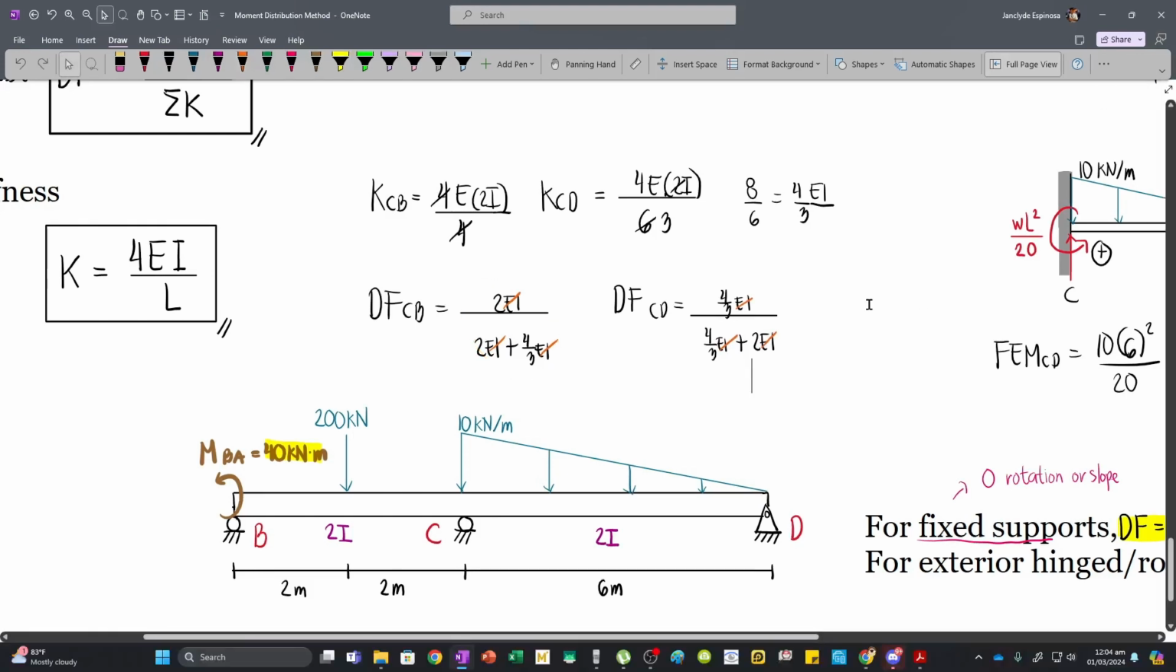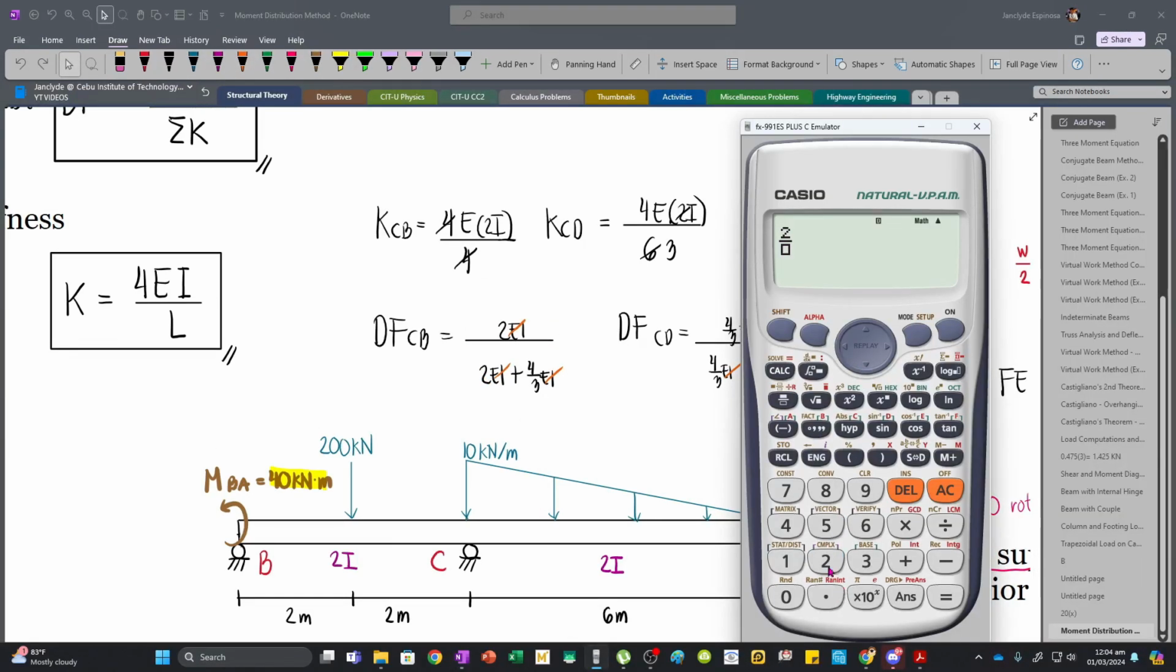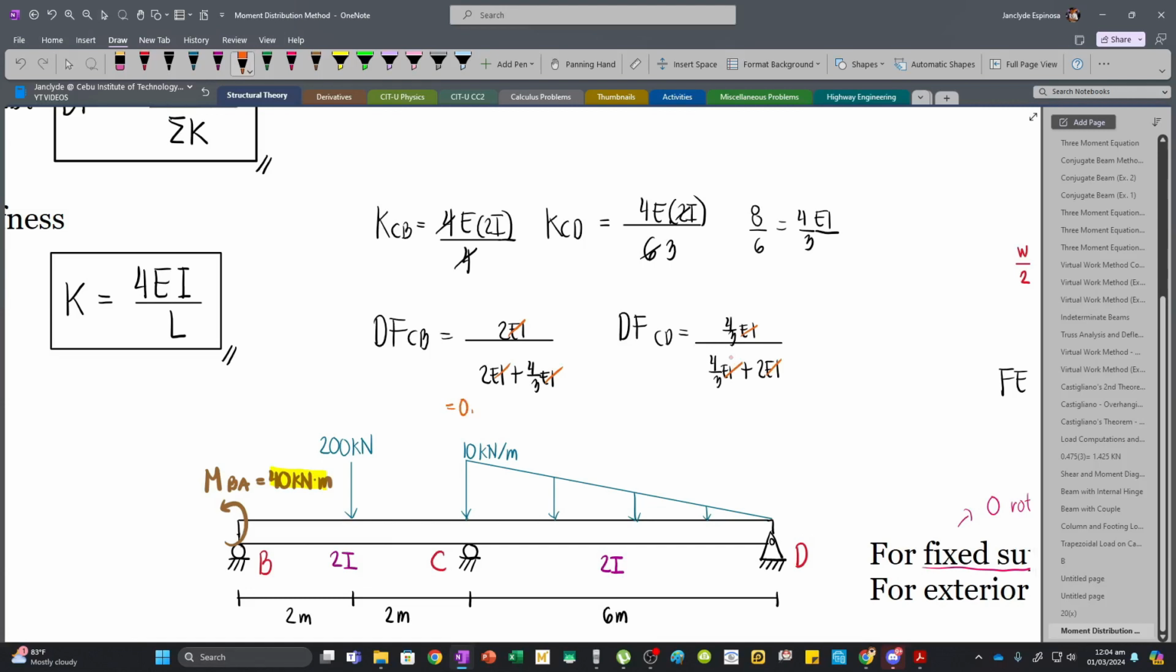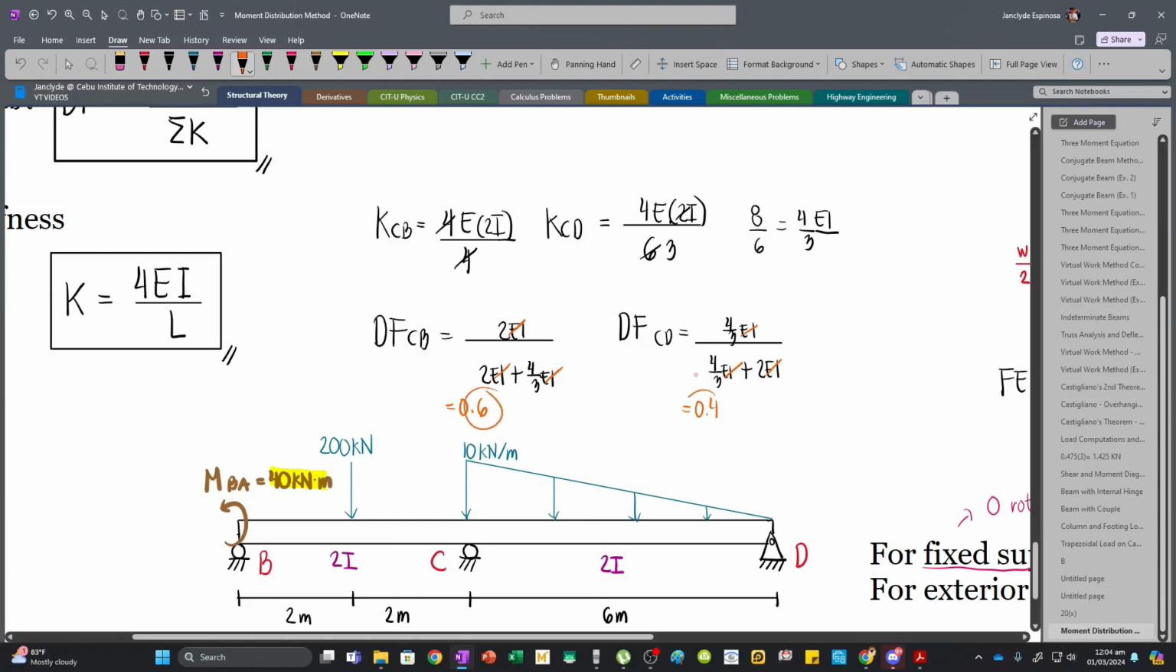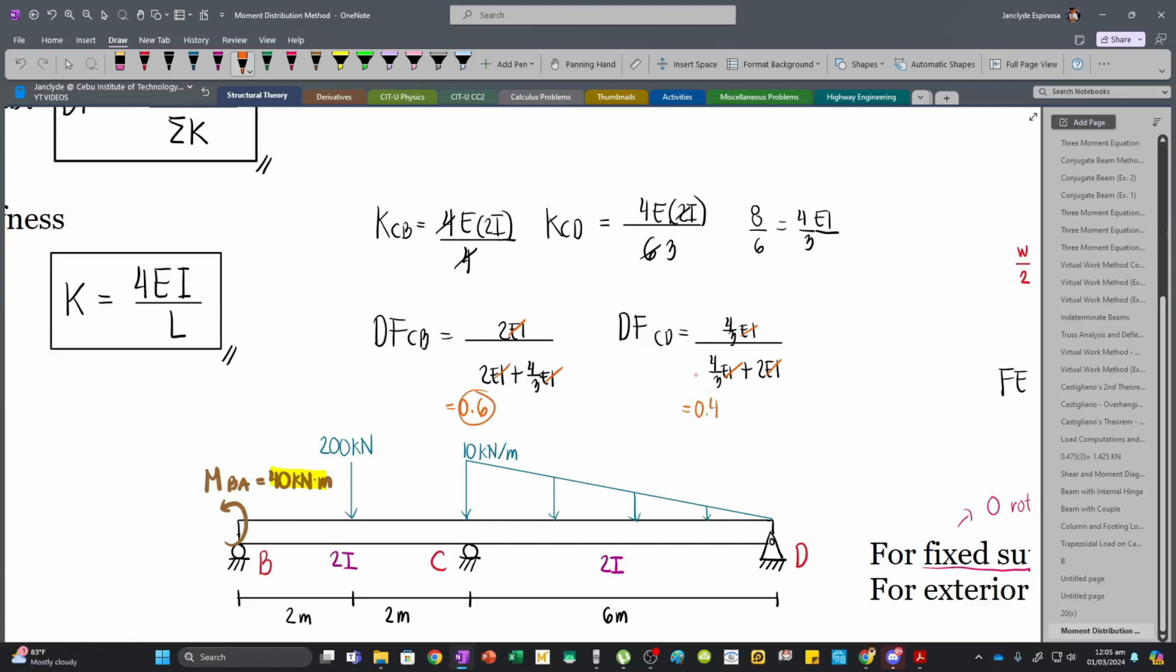So for DFCB, we have 2 divided by 2 plus 4 thirds. Now that'll give us 3 over 5, which is 0.6. And then our DFCD will be 4 thirds divided by 4 thirds plus 2. That'll give us 2 over 5, which is 0.4. Now the sum of these two, if we have an interior support, should be equal to 1. 0.6 plus 0.4 gives us 1, and so our DF is correct.